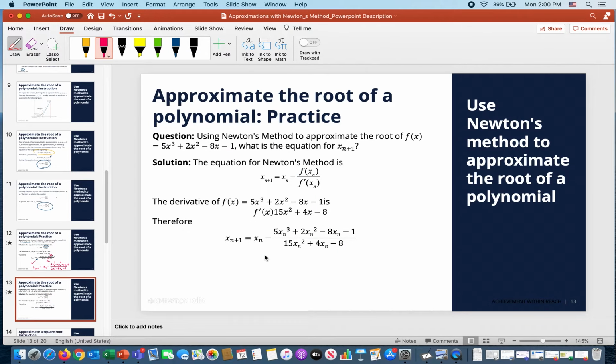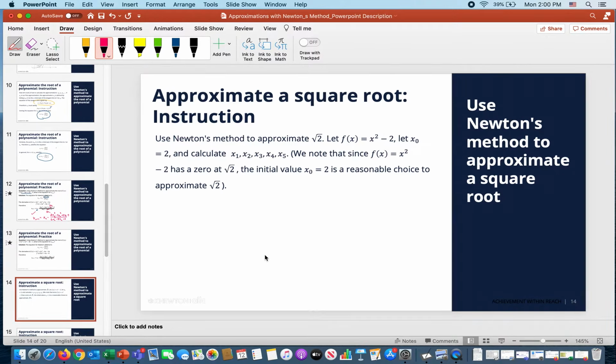Now, as you're going to see in the next couple of examples, we're going to go in and use that to estimate the actual root. So let's take a look at this one. We want to estimate, or approximate, the square root of 2.